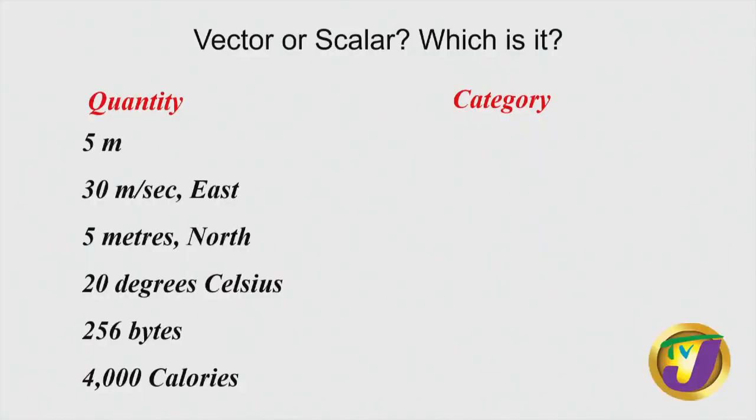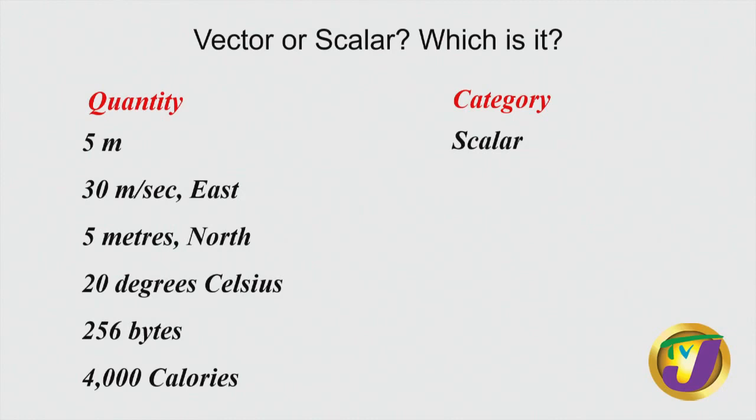So we're going to go through each of the quantities, and you're going to decide if it's a vector quantity or a scalar quantity. 5 meters, what say you? I am seeing magnitude, but I don't see any direction. That looks scalar to me.